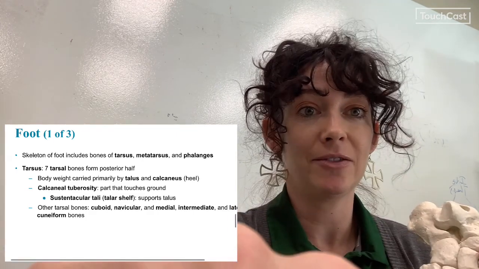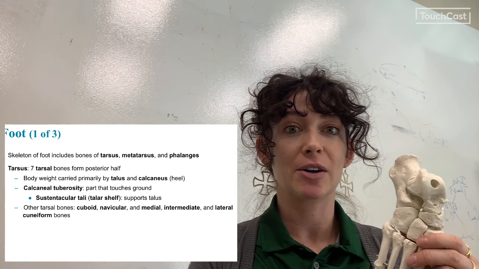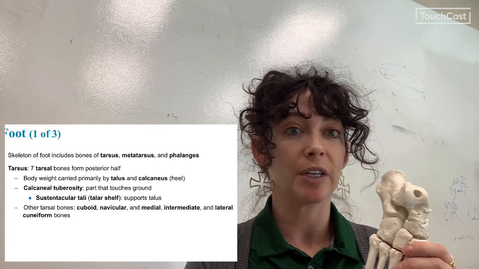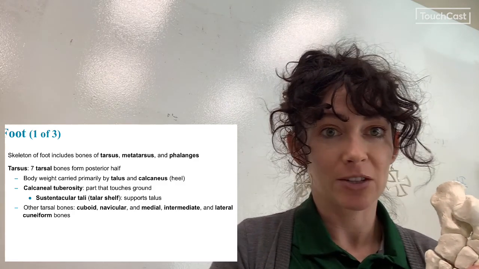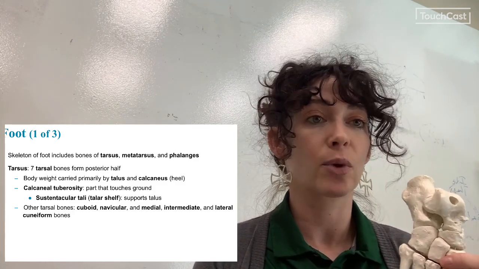Okay, so we have some other tarsal bones. We have a cuboid, a navicular, a medial, an intermediate, and a lateral cuneiform. Okay, so it's a cuboid, a navicular, and 3 cuneiform.